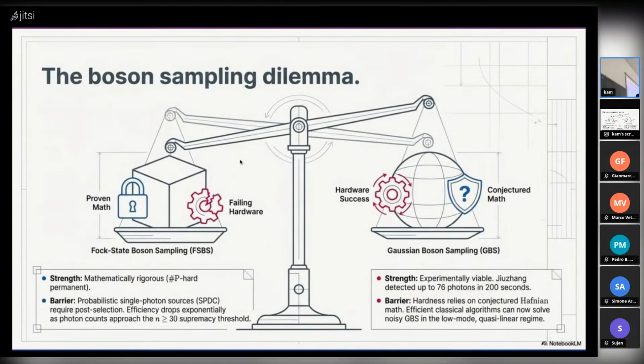This is a theoretical proof. This is called Fock state boson sampling. It's different. The input is not a coherent state. It's not a discrete state. It's a strict Fock state, a single-photon Fock state or a multi-photon Fock state. So it's mathematically proven. But to be a little more precise, it is proven in the high-mode regime, where the number of modes is much larger than the number of photons. In the following slides, I will tell you more quantitatively.